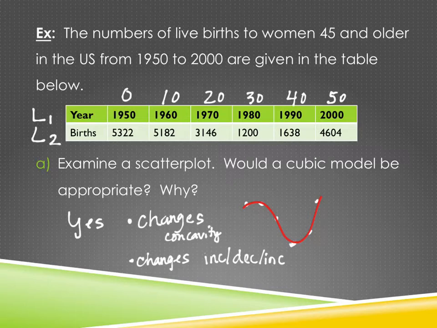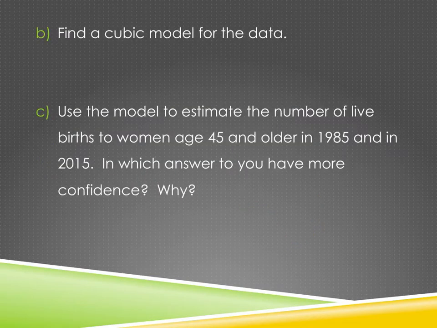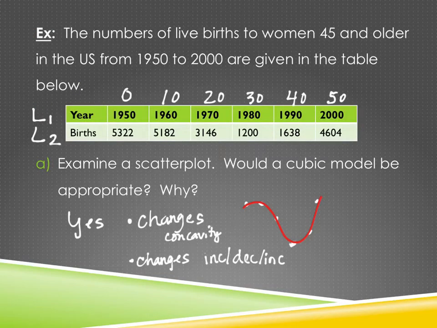The second question says to find a cubic model. So we're going to do stat calc. Cubic model is number 6. It says cubic regression. Select number 6 and put it in Y1 because you want to be able to graph it. This is a number of births, so I'm going to call it B of X. And if I graph it, it looks a lot like what I did with that red connecting curve over here, actually. Not perfect, but very similar to that.